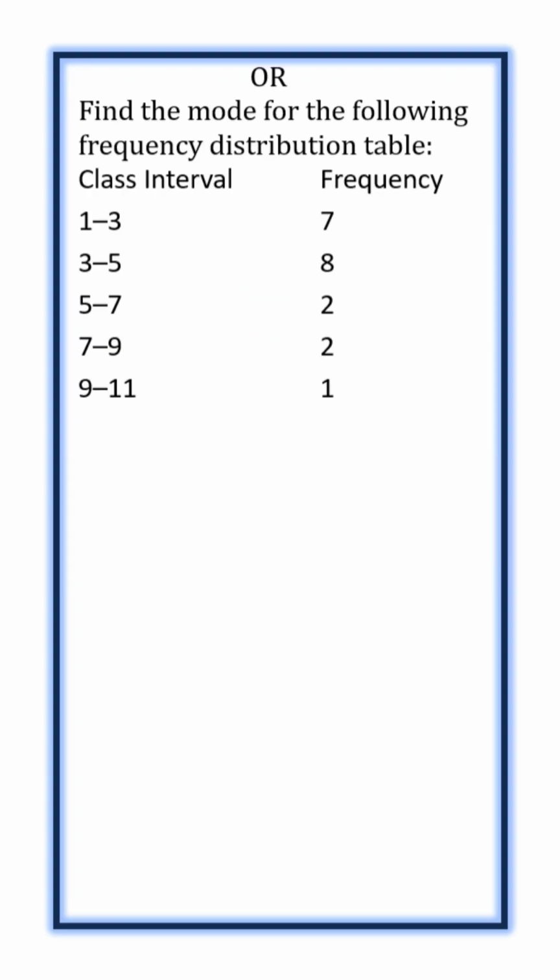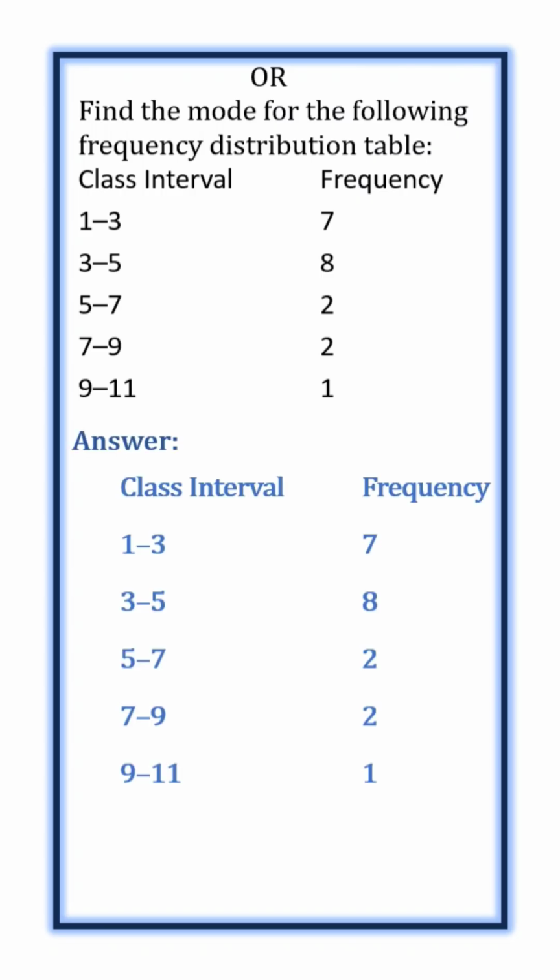Now there is an alternate choice for this question, which is also taken from the chapter Statistics. Find the mode for the following frequency distribution table. This is the question. Write it once again, the same thing: class interval, frequency. And here observe the most repeated number.